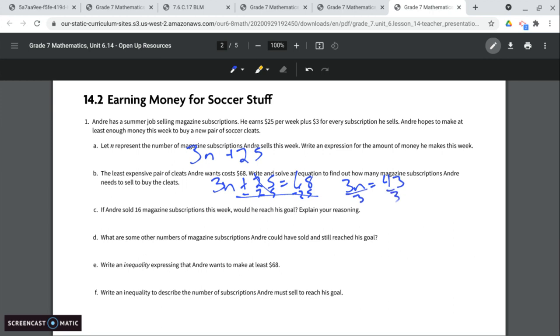We divide by 3. 43 divided by 3 is 14.3 repeating, which means he would need to sell 15 subscriptions. For C, if Andre sold 16 magazine subscriptions this week, would he reach his goal? So yes, he would. Like we said, he only needed to sell 15, and 16 is greater than 15. So yes.